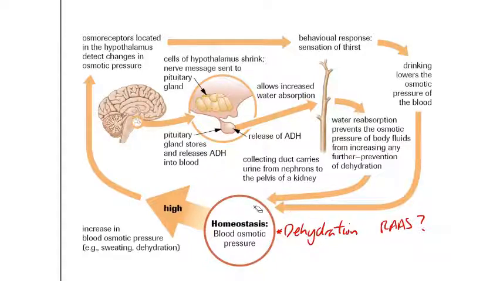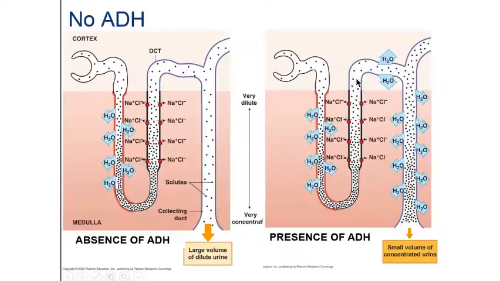By increasing the blood concentration, you would cause the hypothalamic cells to shrink, which then causes you to release the ADH. And ADH will travel through your bloodstream all the way to the kidneys, where you will increase the absorption of water. To show this in a better way, you can look at the next slide. On the left here, this is the absence of ADH.